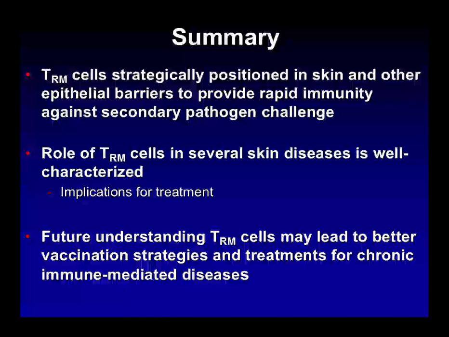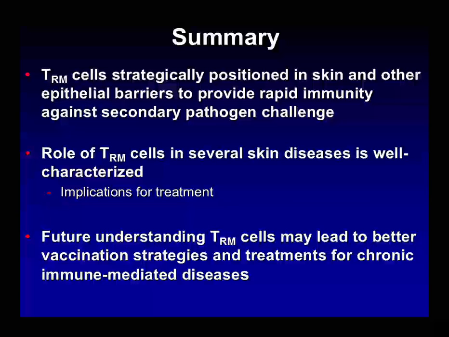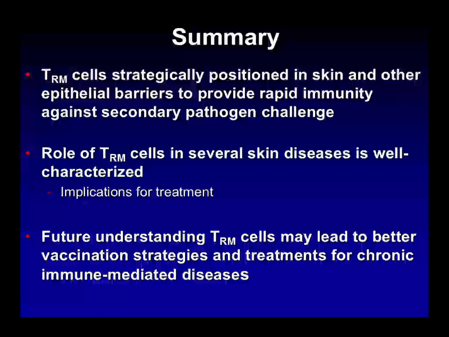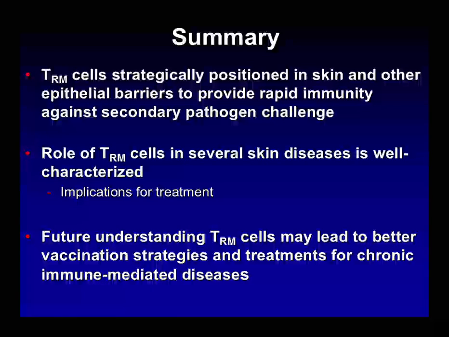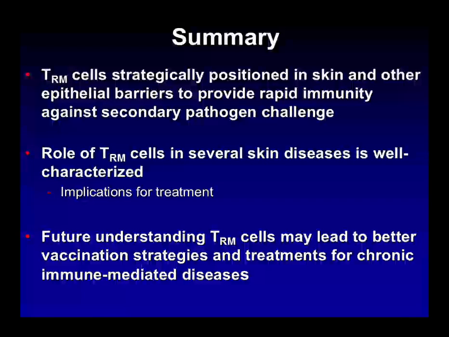So in summary, skin-resident memory T cells are strategically positioned in the skin, and there are resident memory T cells in all other epithelial barriers that are able to provide very rapid immunity against secondary pathogen challenge. The role of skin-resident memory T cells is known in several skin diseases and has important implications for treatment. And our future understanding of these cells may lead to better vaccination strategies as well as treatments for many other immune-mediated diseases.